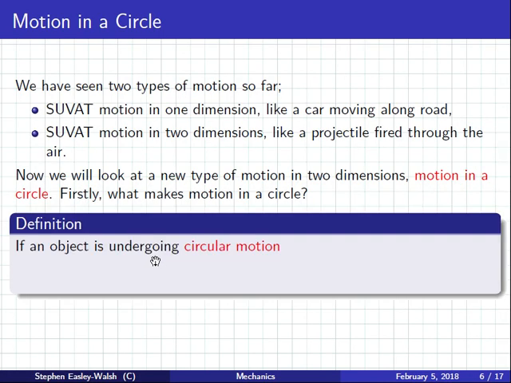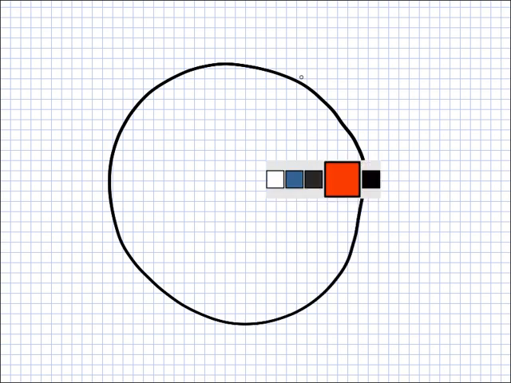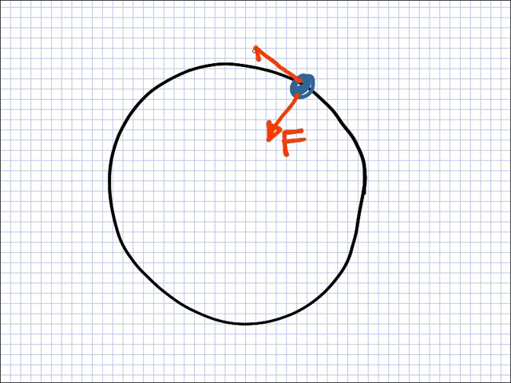The definition is, if an object is undergoing circular motion, so if it's moving in a circle, then there's a total force acting on the object perpendicular to the velocity and towards the centre of the circle. So let me just draw what that means. If something is moving in a circle, there's a force which is perpendicular to the velocity, and the force is to the centre of the circle. This will make it move in a circle, okay?